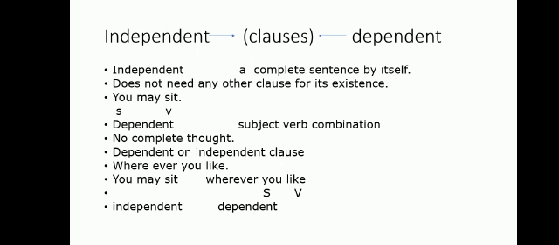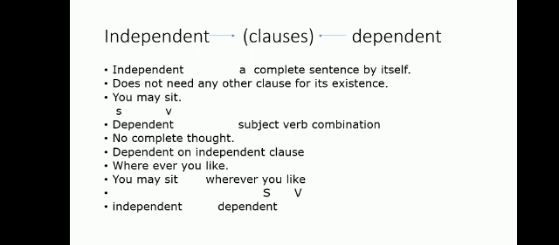Now here you can see the example: wherever you like. Girls, wherever is the word that is a subordinating conjunction, you is the subject and like is the verb. Though it has a subject and verb of its own, it does not give you the complete sense. You can't understand where the person wants me to sit or what the person wants me to do. So it means that it is a dependent clause and it needs another clause in order to understand the meaning of this particular sentence.